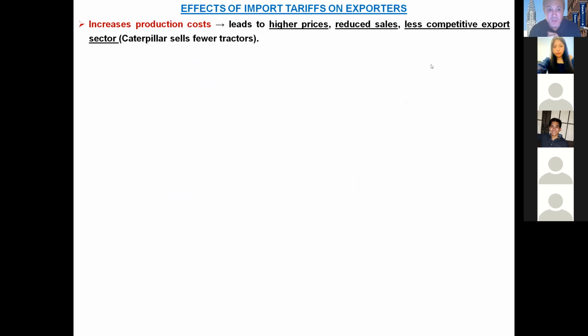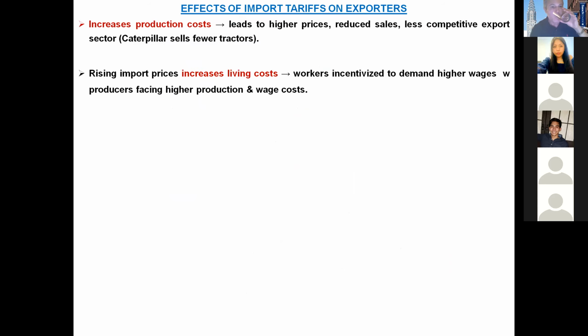So what is it that we know? What is the result? As a result of the tariff, Caterpillar is going to sell fewer tractors. The tariff has led to higher prices, reduced sales, and a less competitive export sector. We also know that rising prices are going to increase costs, and workers are then incentivized to demand higher wages, which isn't necessarily a bad thing, but producers will face higher production and wage costs.